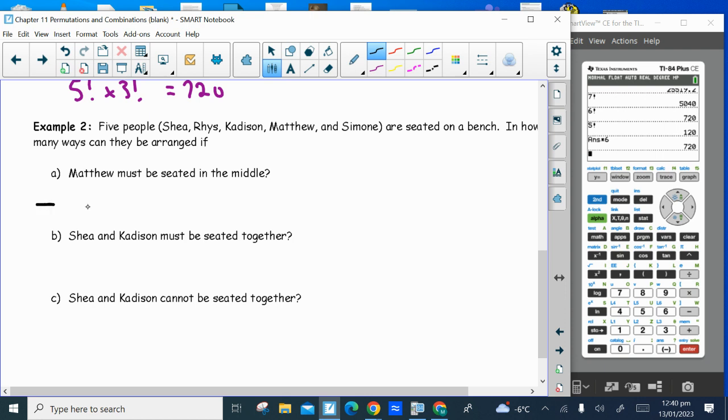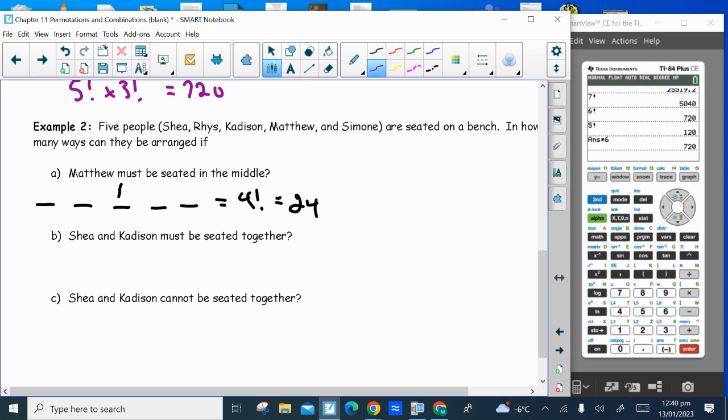So there are 5 people here. And there's only one choice for the middle person, because Matthew must be seated in the middle. There are 4 remaining people to arrange, and they can be arranged in 4 factorial ways. And 4 factorial is 24.